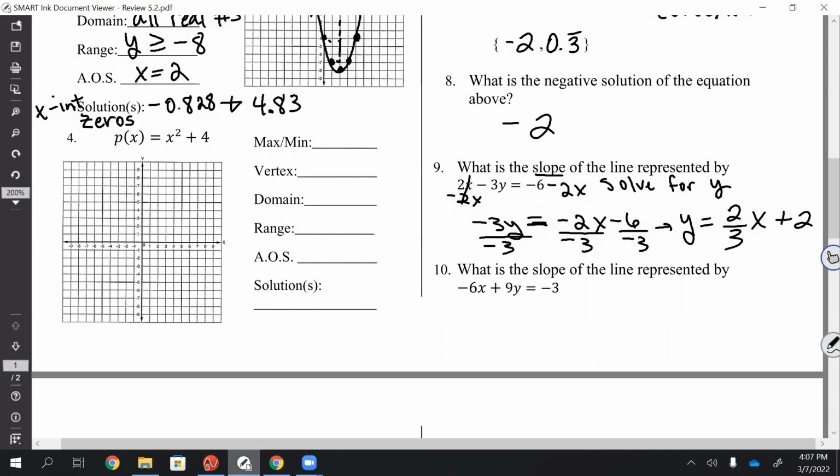Now the question asks, what is the slope? So y'all, your slope is the number directly in front of the x, directly to the left of your x. So what is the slope?